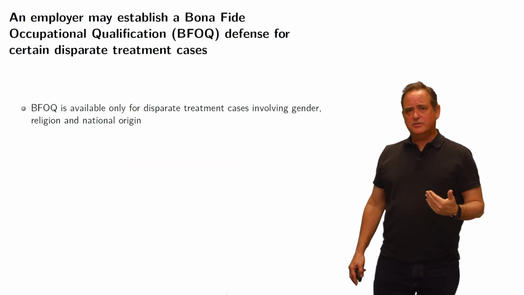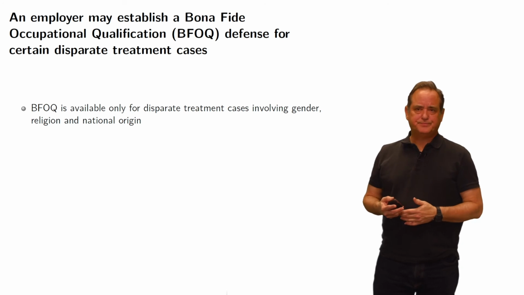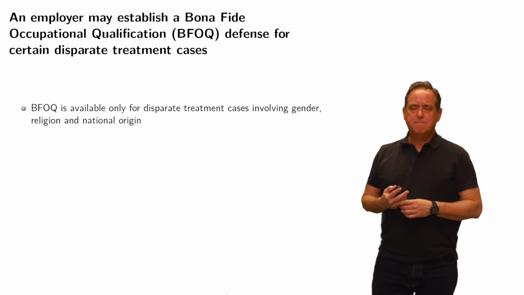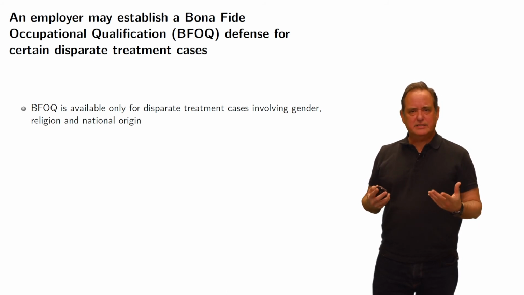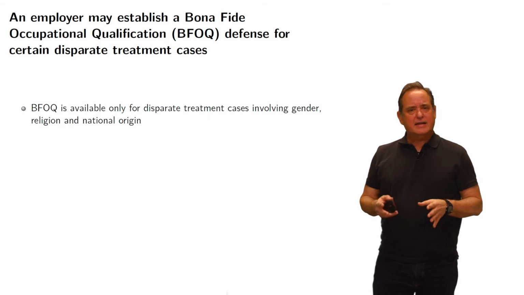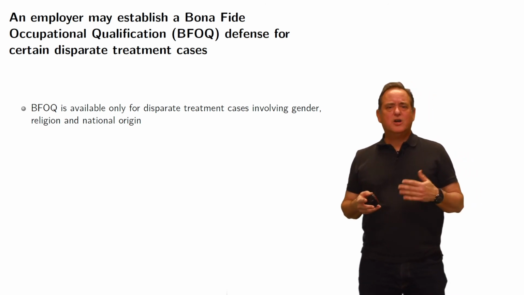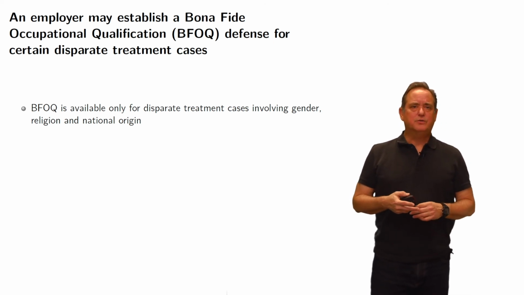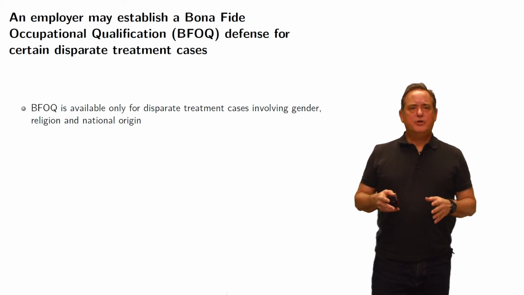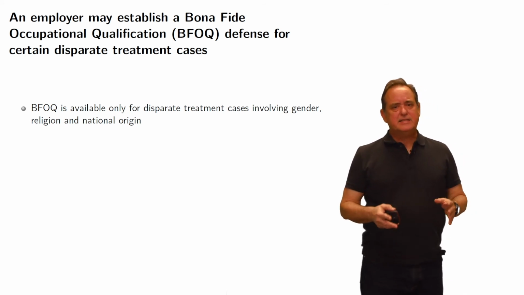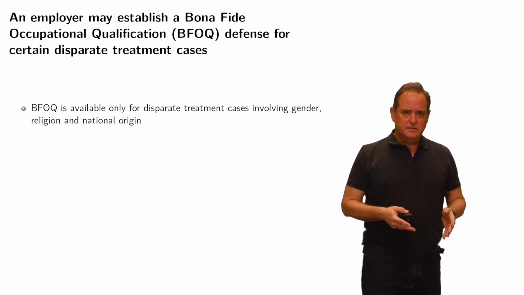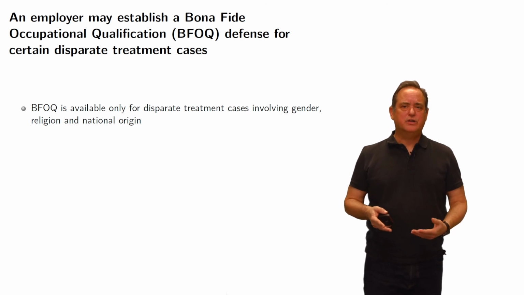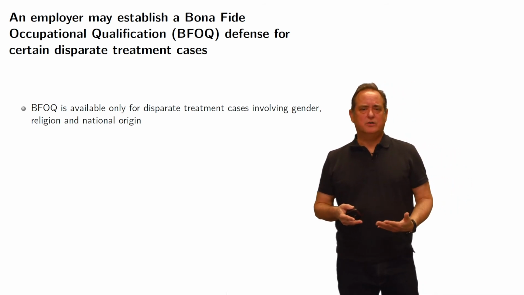Now there's another defense that an employer can use. And you need to be careful. This defense sounds like it's going to be very useful, but in fact, it's going to be pretty rare. And it's called the bona fide occupational qualification, abbreviated BFOQ. And BFOQ is the defense that, yes, I discriminated, and yes, it would have been illegal, but I had to do so. It was necessary for me to do so.